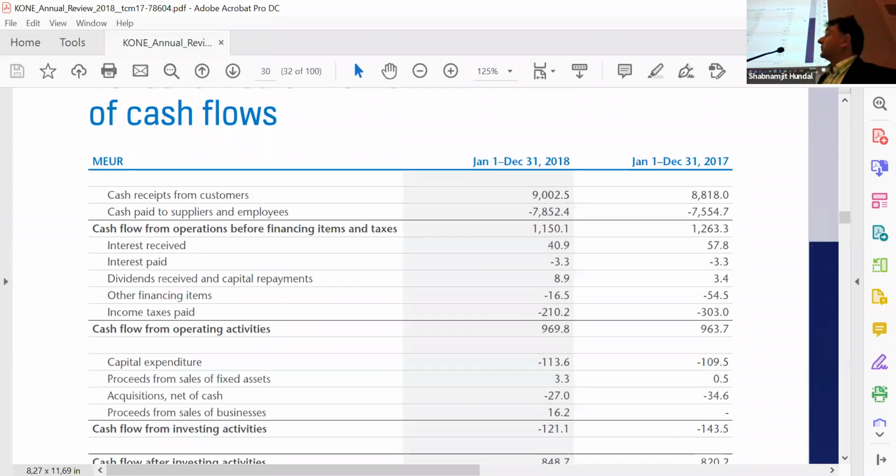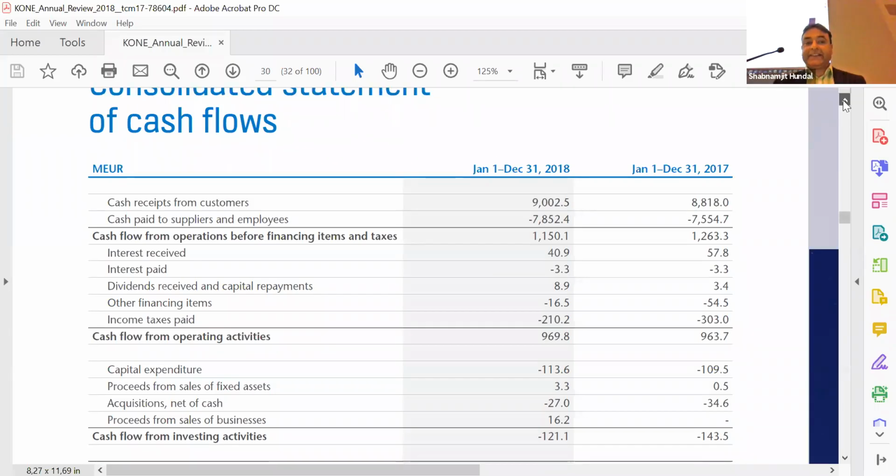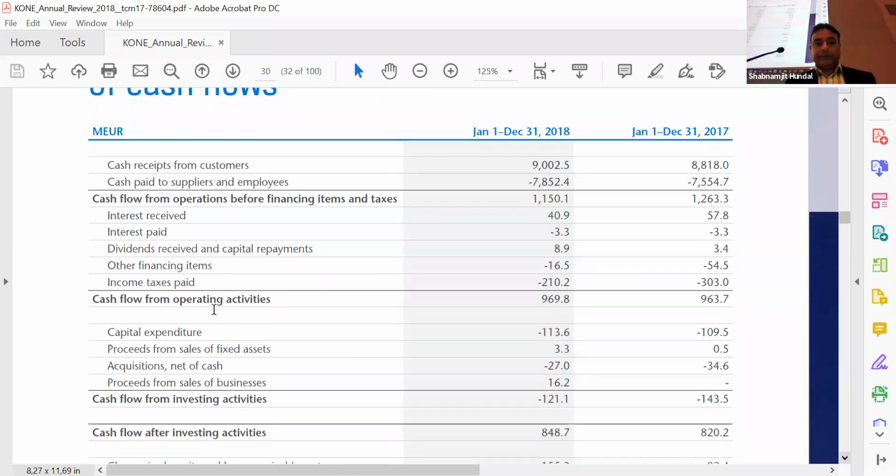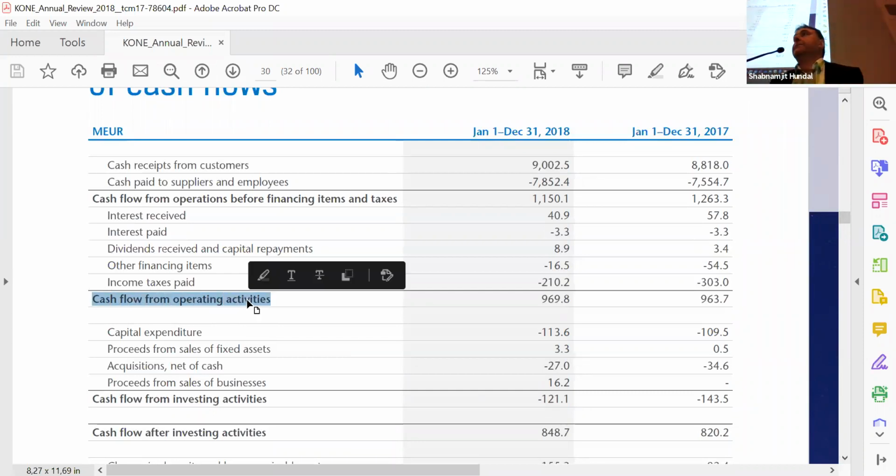Now we are going to study, I take the same case company, Kone, and you can see that we have the consolidated cash flows. If you see the titles of cash flow, you'll see that there are three components. I don't know why they have the first one, but to me, the first part of cash flow is cash flow from operations.